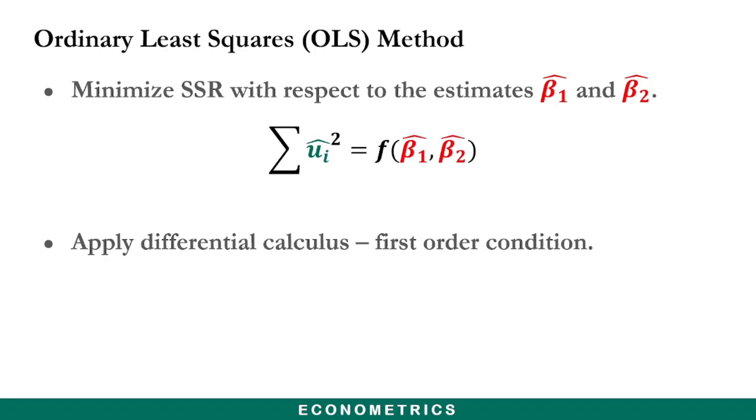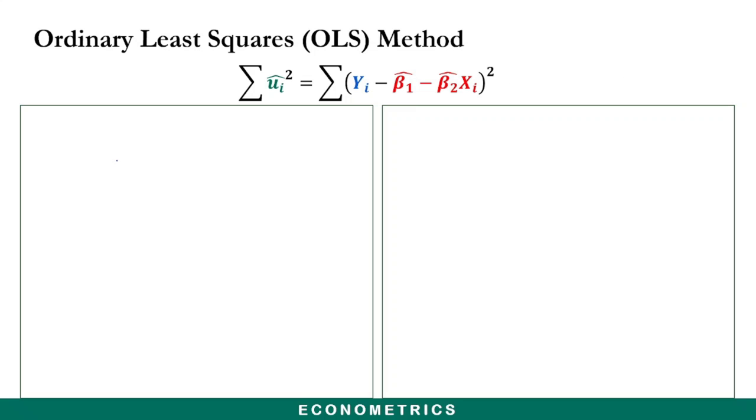And this is the point where we apply differential calculus in order to estimate these parameters. So we will go ahead and differentiate our sum of squared residuals with respect to the beta 1 hat and the beta 2 hat, which we normally refer to as the first order condition. So at this point, we will have to differentiate the sum of squared residuals with respect to the estimated parameters. So here, we just go ahead and differentiate with respect to beta 1 hat first.